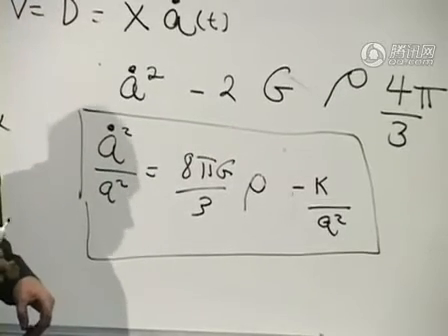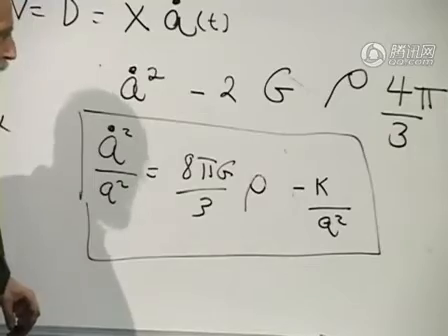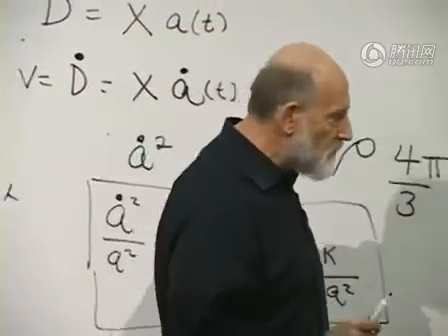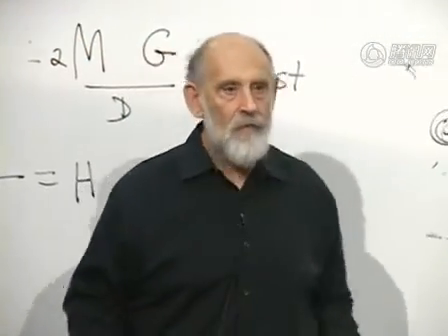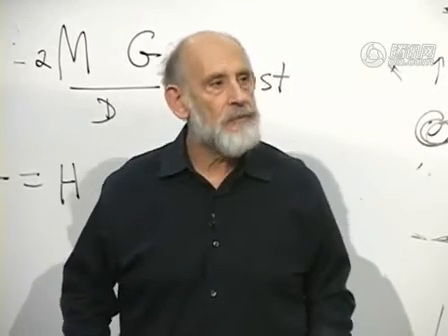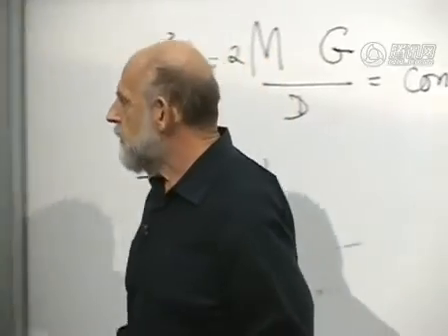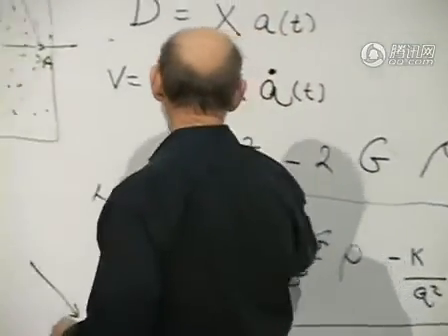Is rho proportional to 1 over x cubed here? 1 over a cubed. Yeah. You got rid of the x in the equation, how did you get rid of it? Dividing by x squared.